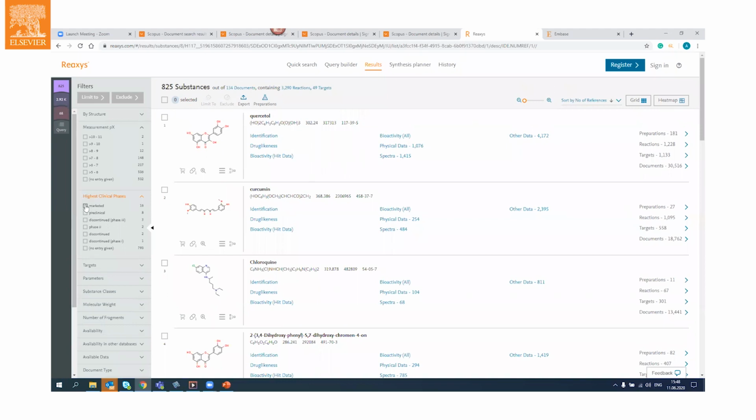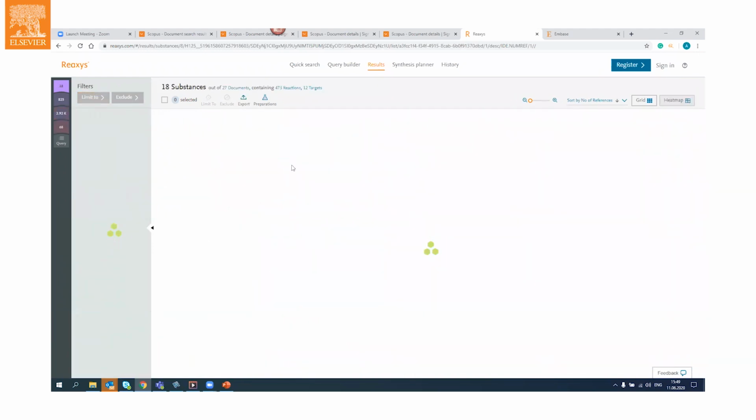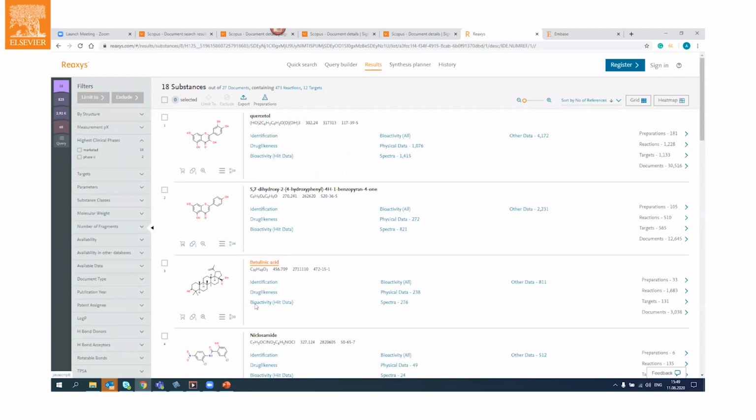You can click here and find that 16 of them are already market approved drugs. Several of them are in phase 2. Here it is.